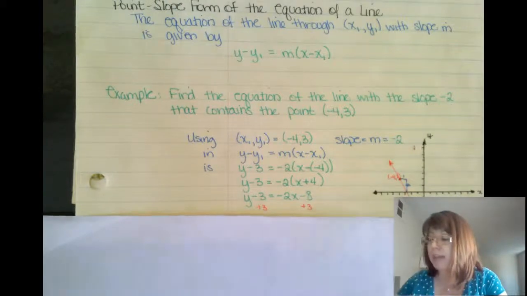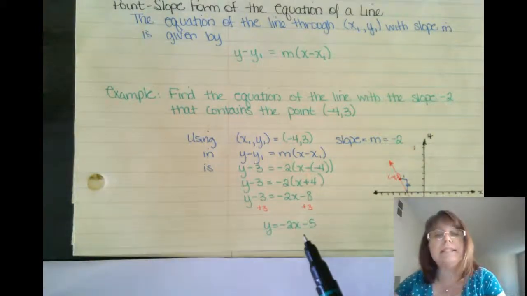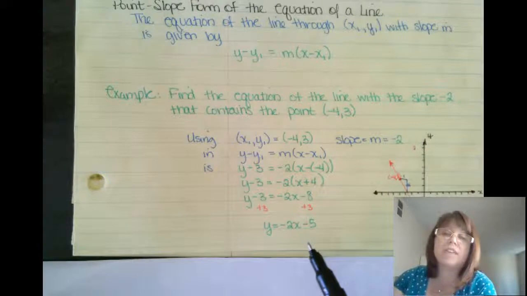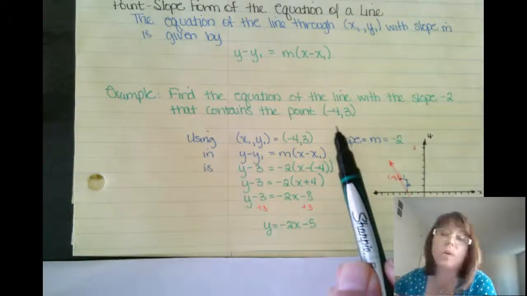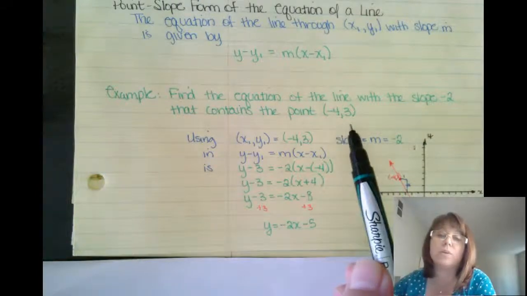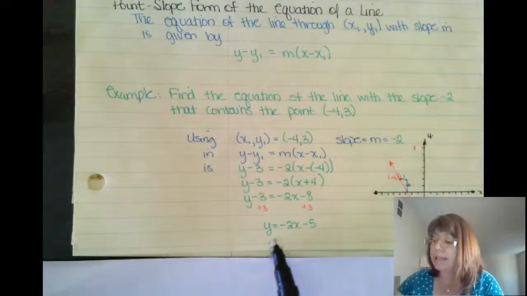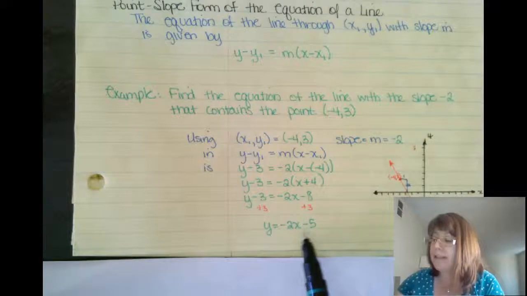Add 3 to both sides. Your end result, your equation of your line with the slope of negative 2 that contains the point negative 4, 3 is y equals negative 2x minus 5.